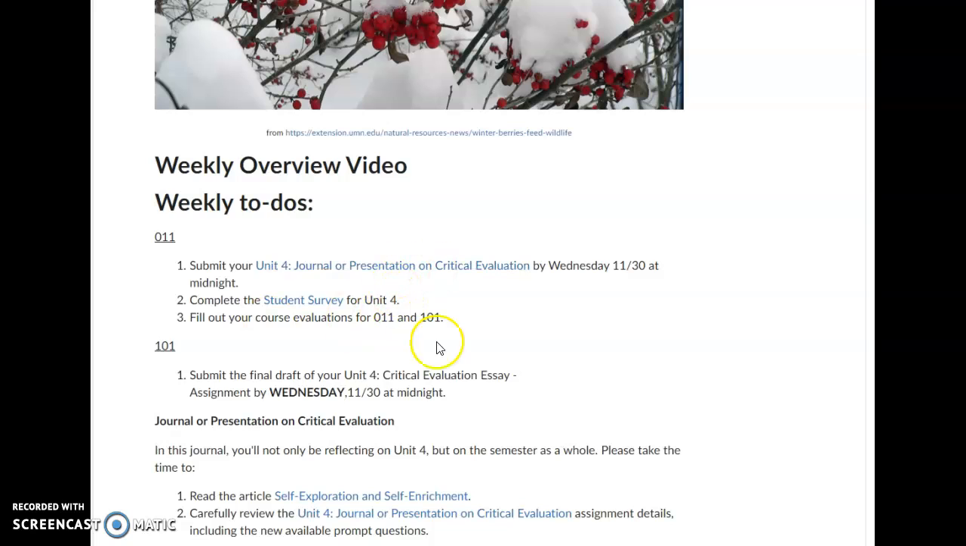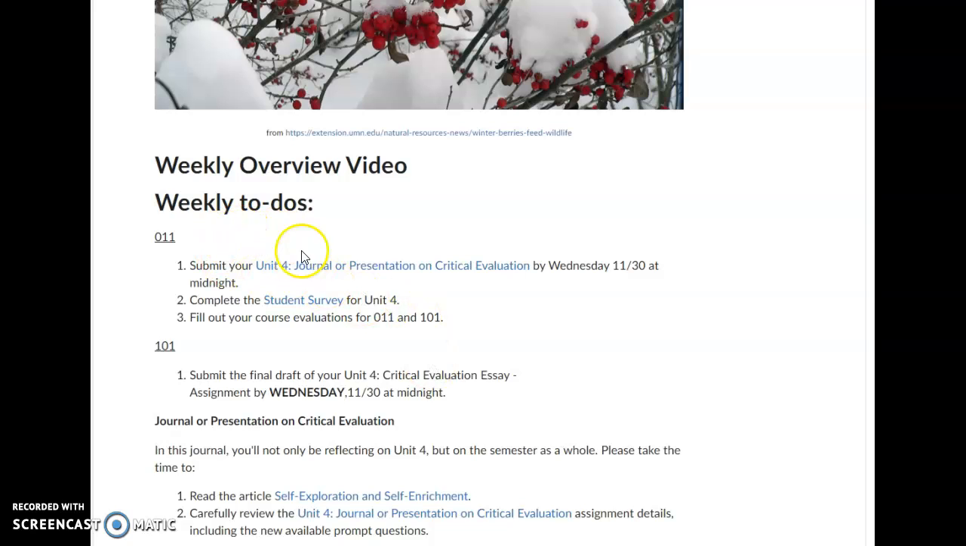So we need to make sure that we turn everything in before the semester ends. So you can see that you have on Wednesday the 30th your Unit 4 journal or presentation on critical evaluation and your final draft of the critical evaluation essay over in 101. So plan accordingly because both of those assignments are going to be coming due on Wednesday.